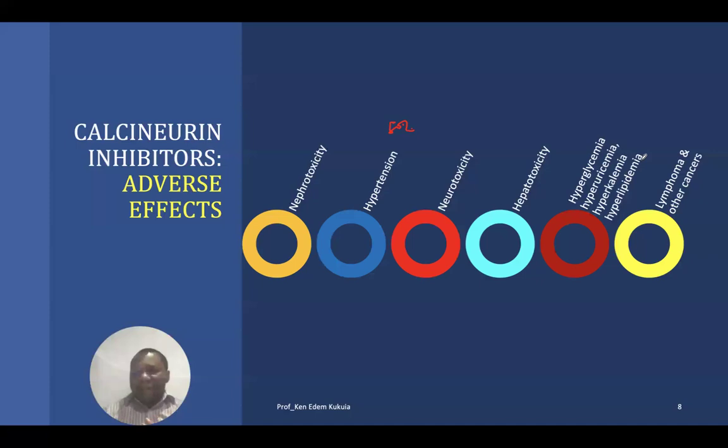Now, there may be differences in how these drugs present with these side effects. For instance, cyclosporin is known to show more of hyperlipidemia as compared to tacrolimus, right? And when it comes to hyperglycemia, I think tacrolimus has a higher tendency of causing diabetes than cyclosporin, although they all produce that effect. Then again, patients may be at risk of lymphomas and other forms of malignancies or cancer.